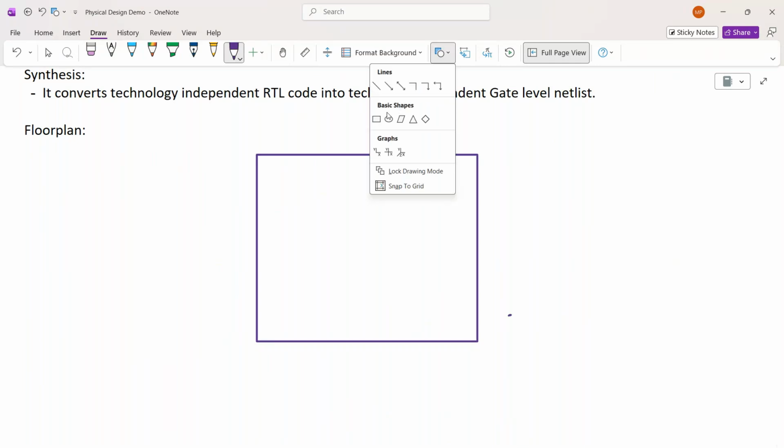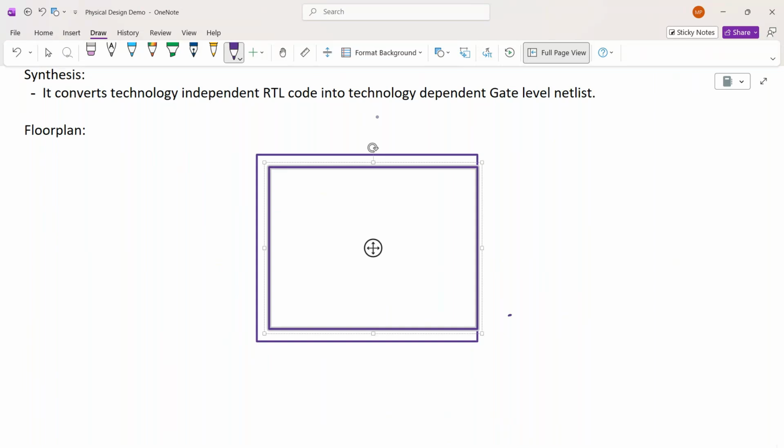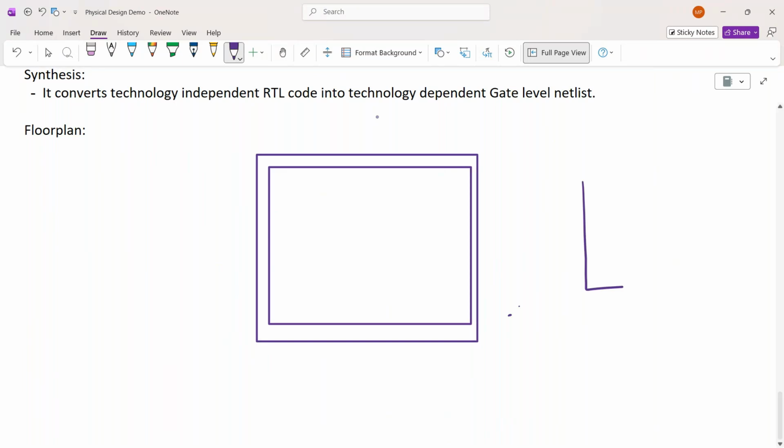So what do we do in floor plan? We create the core and die area. What is core and die area? It is actually the shape of your chip. Let me tell you one small thing here. So this is your chip. Normally, we have seen rectangular or square chips, right?